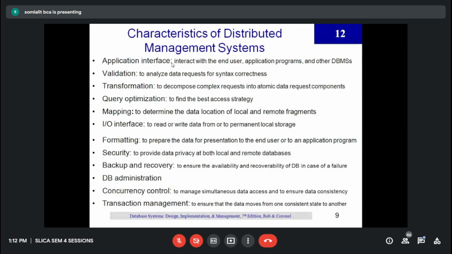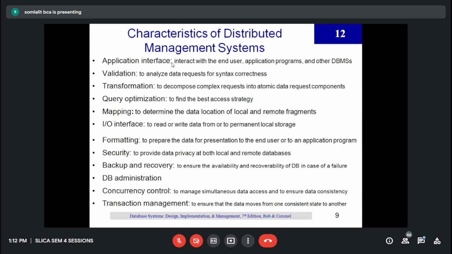Another characteristic is validation. It needs to validate. When I am making a request for some data, suppose I am asking for the salary of other employees, whether I have the rights or permissions to access that data, and whether the syntax which I have written for fetching that data is correct or not, that is all done by the DDBMS software. So it also has the characteristic of validation.